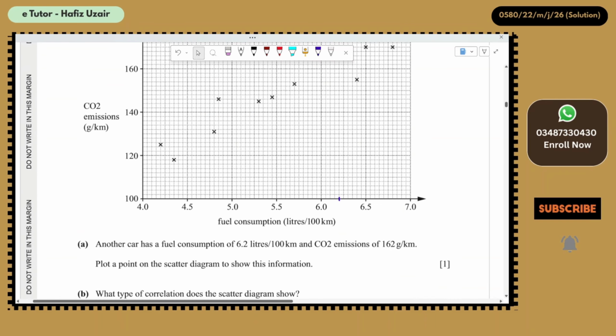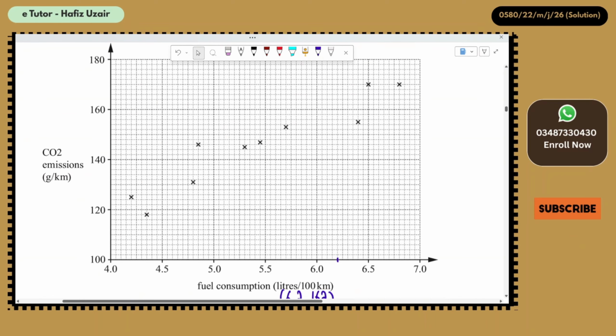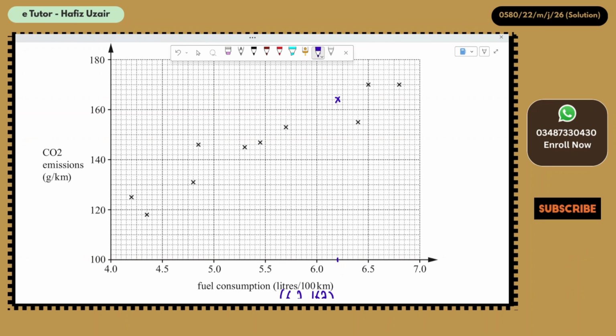So now what you are supposed to do in A part, another car has a fuel consumption of 6.2 liters per 100 kilometer. So fuel consumption is on x-axis, so this is x value 6.2, and CO2 emission for this car is 160, so this is y value. So you need to plot this point on the graph. So the point 6.2 and 162 will be over here. You can check that. So here is the value 162.